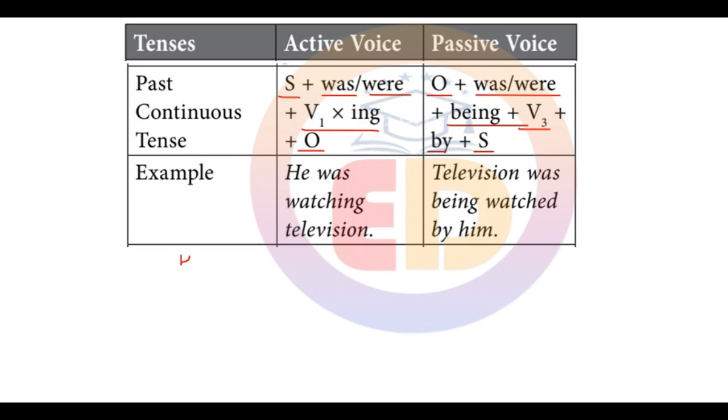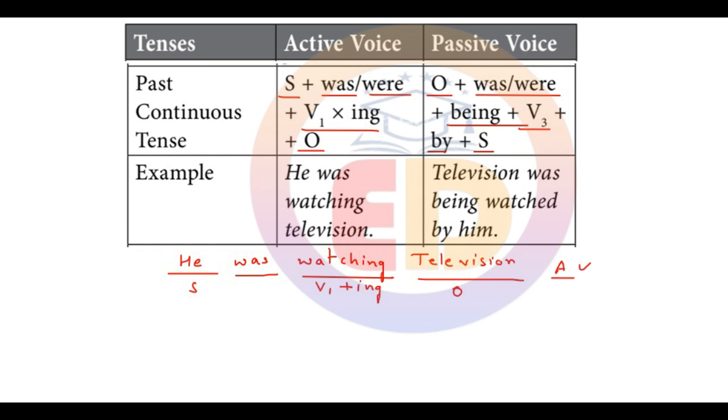He was watching television. Now here he is the subject, was is the helping verb, watching is V1 plus ing, television is the object. This is the active voice because here the subject is doing the action.